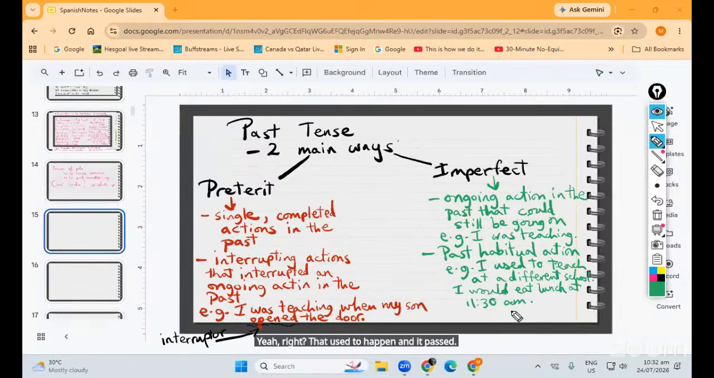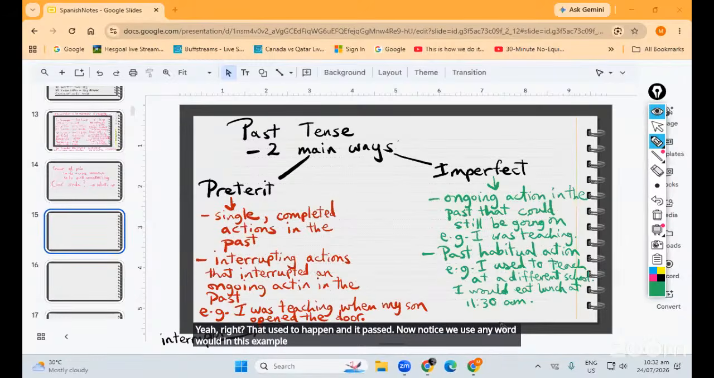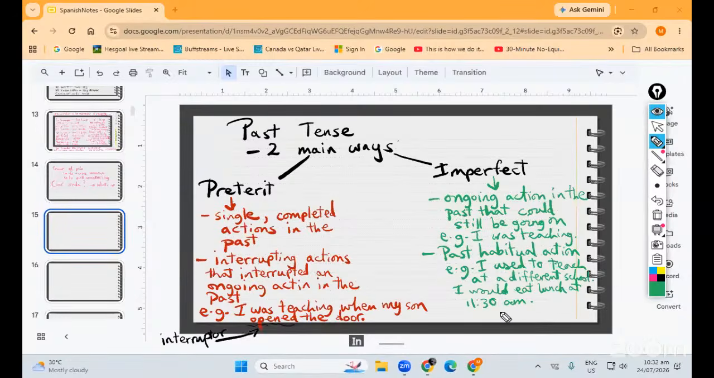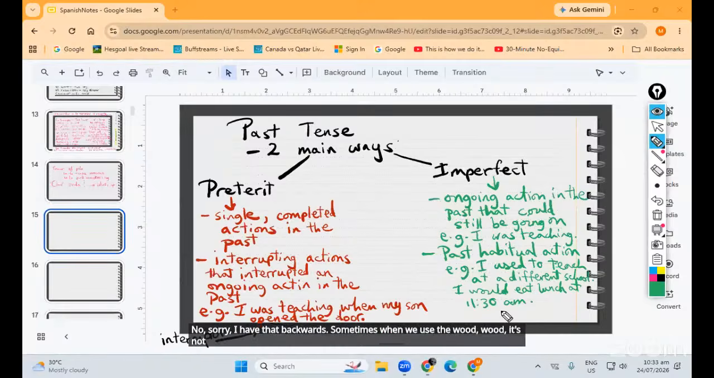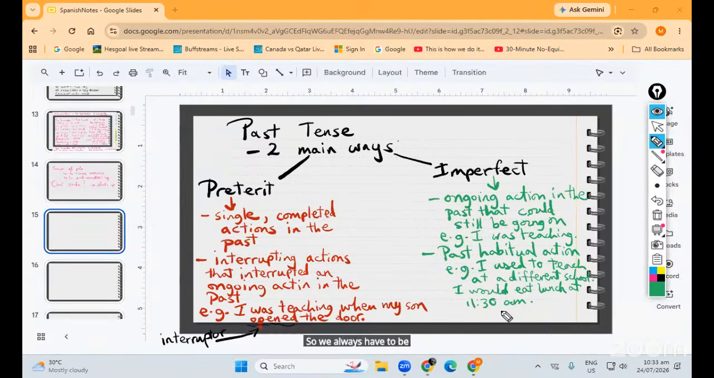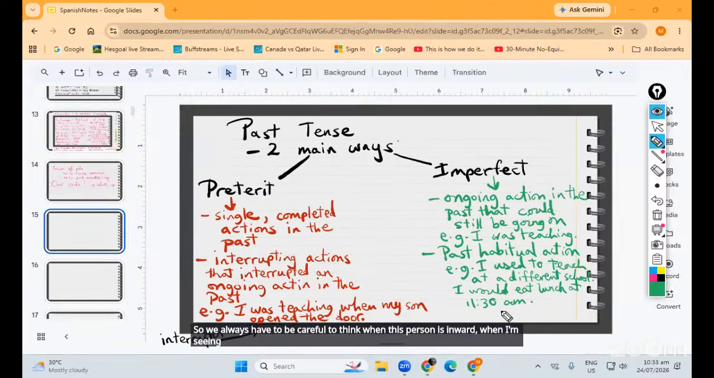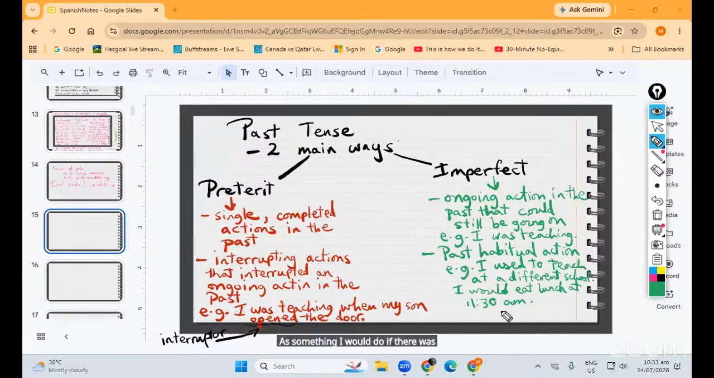Right? Now notice we're using the word would in this example. In English, when we say would, a lot of times it's not the past we're referring to. No, sorry, I have that backwards. Sometimes when we use the word would, it's not past we're referring to. So we always have to be careful to think, when this person is saying would, when I'm saying would, do I mean it in the past or do I mean it as something I would do if there was some other condition in place, conditional tense, right?